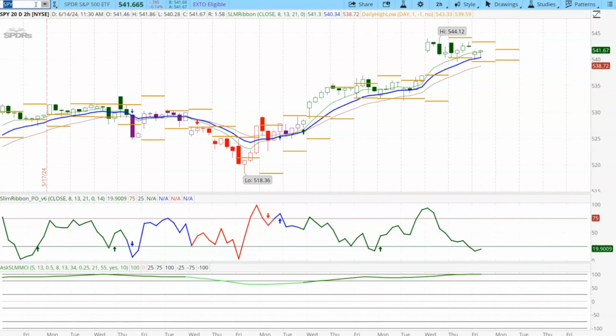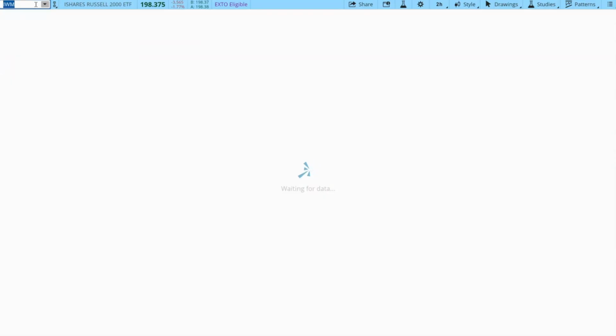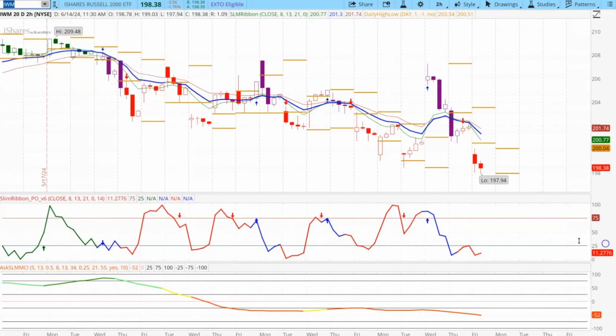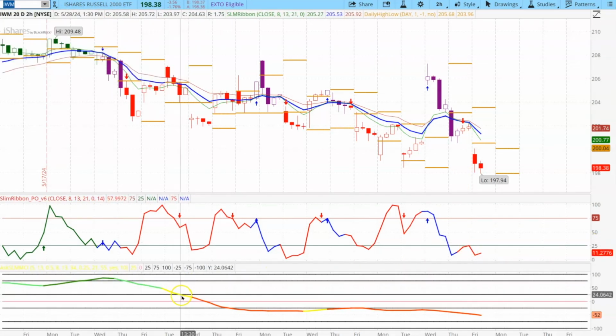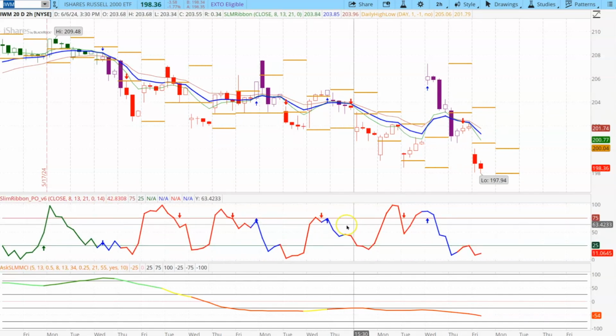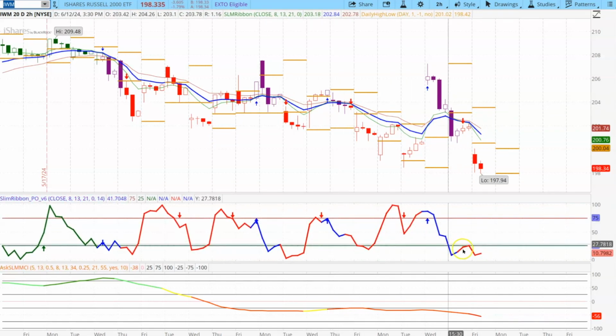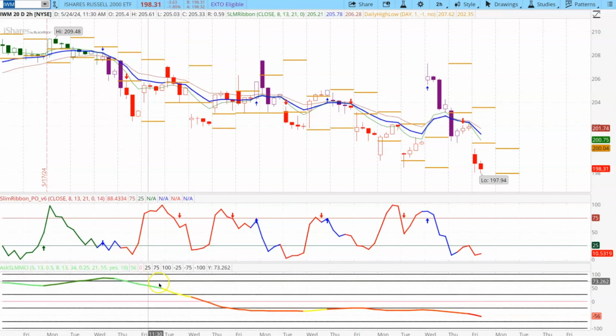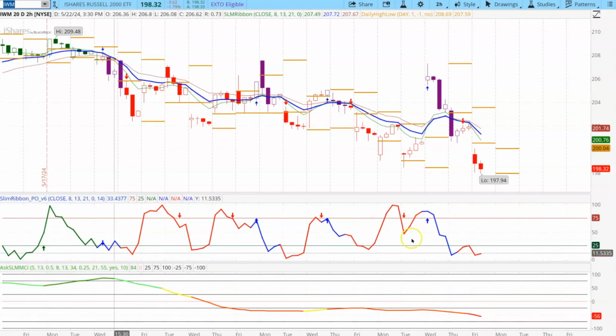Comparatively, look here at the IWM, and you can see that this IWM moved through the swing zone here. This is your test of it right here, your negative move, and it has since continued to move down. The slim ribbon PO has been giving you either neutral or negative readings this whole time. It's negative right over here, and this is really important again because this tipped us off as it moved through here. This is the market condition indicator, the level 4 indicator that you can have.